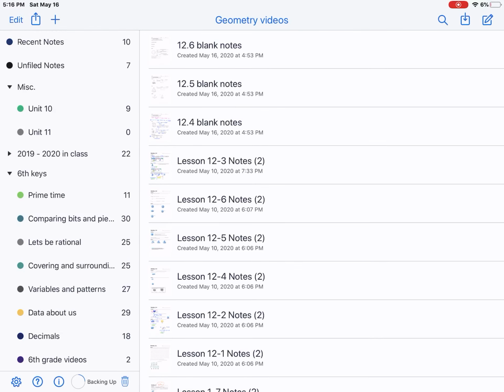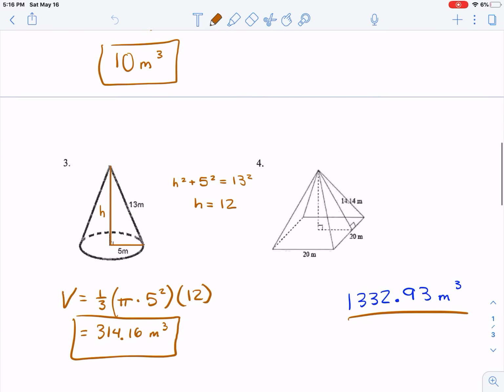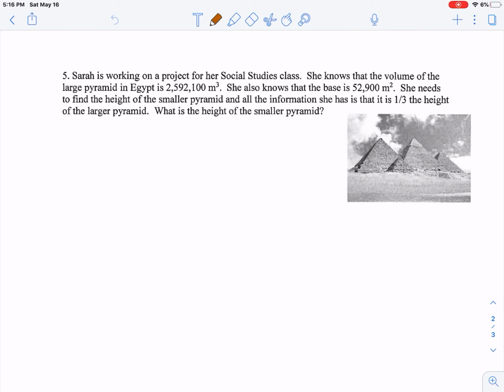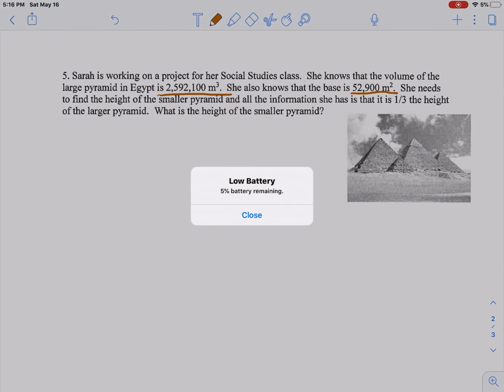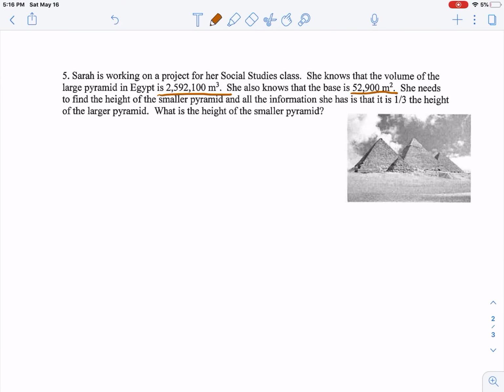But moving on to that last problem down here, we have a word problem. Sarah's working on a project for her social studies class, and she knows that the volume of the large pyramid is 2,592,100 meters cubed, and she knows that the base area is 52,900 meters squared. So she wants to find the height of the smaller pyramid, and all the information she knows is that the height of the smaller pyramid is 1/3 of the height of the larger one.